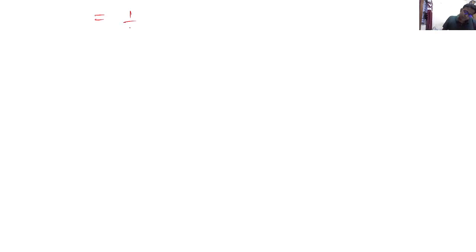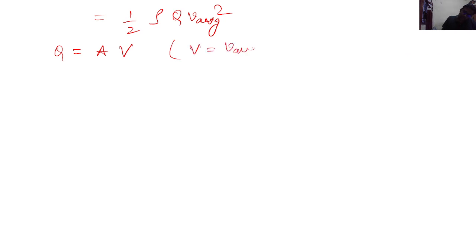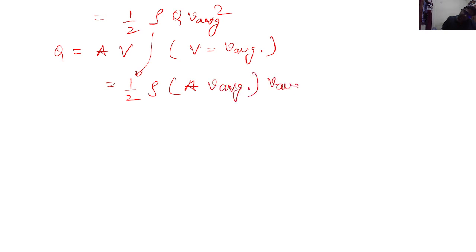So the denominator so far was equal to half rho Q V average whole square. We also know that the discharge can be written as total cross-section area times the average velocity, where V is equal to V average. So we can again write this expression as half rho Q, where Q can be written as A times V average, times V average square. So this would be nothing but half rho A V average whole cube.